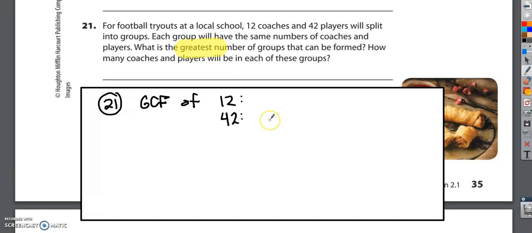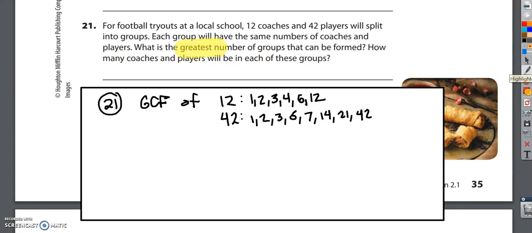And my favorite way to do this is just to list the factors. Factors of 12 include 1 and 2 and 3 and 4 and 6 and 12. The factors of 42 include 1 and 2 and 3 and 4. 4 does not, I changed my mind on that one. It's going to be 6 and 7. And 3 goes into 42 14 times. And 2 goes into 42 21 times, and 42.